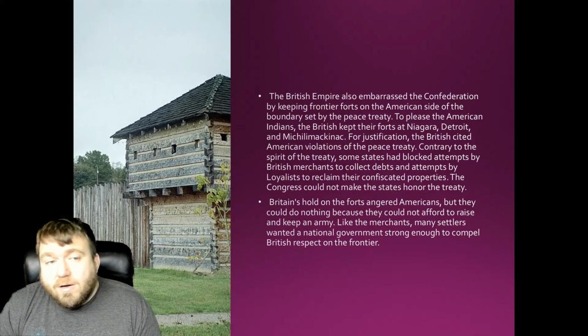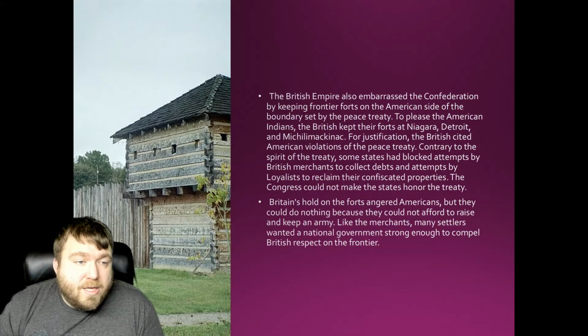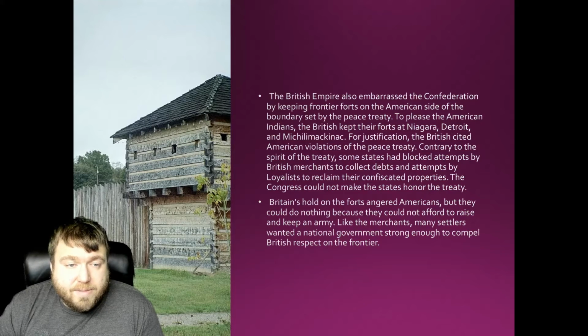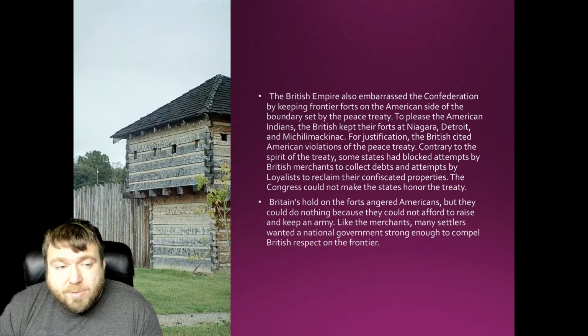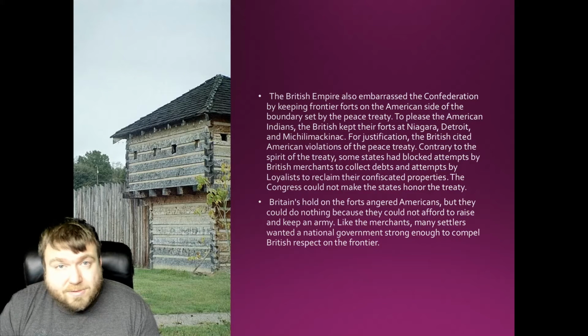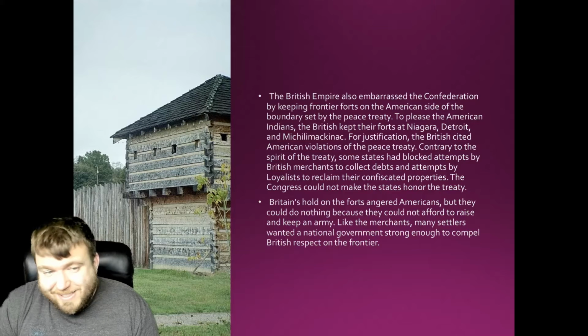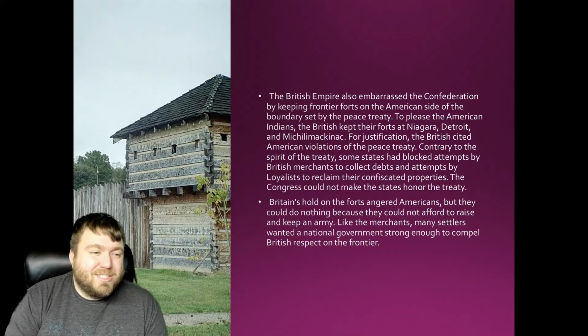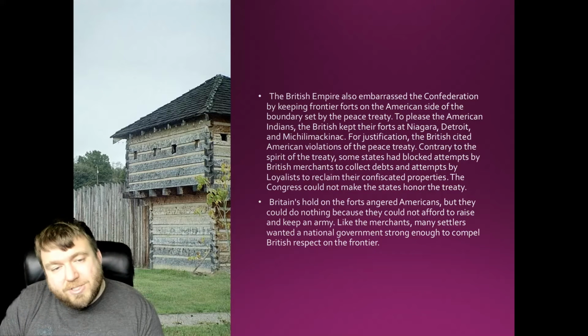The British Empire also embarrassed the Confederation by keeping frontier forts on the American side of the boundary set by the peace treaty. To please the American Indians, the British kept their forts at Niagara, Detroit, and Michilimackinac. I got that wrong. Let's move on. For justification, the British cited American violations of the peace treaty.